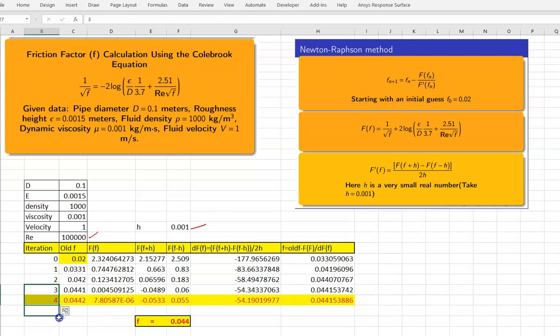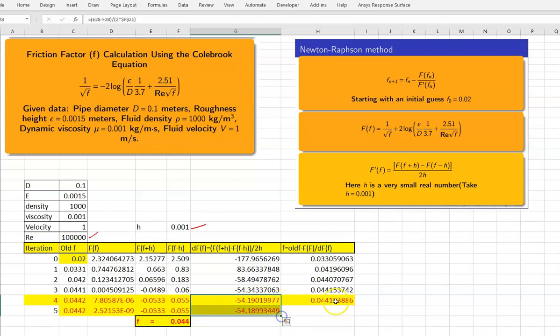If you go another iteration, it is the same thing. This value will be copied, and you see that the functional value is very small, and everything is very small. After doing all this calculation we get that it is nearly the same. So the root of the equation, or the friction factor, is 0.044.